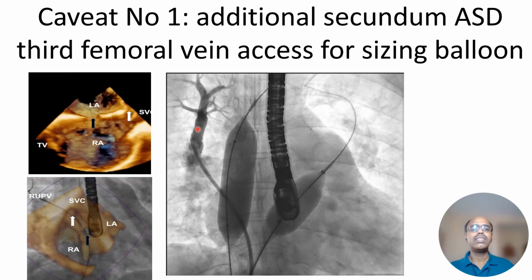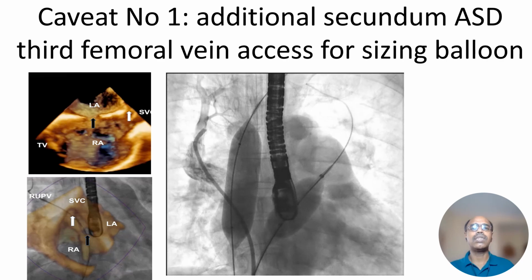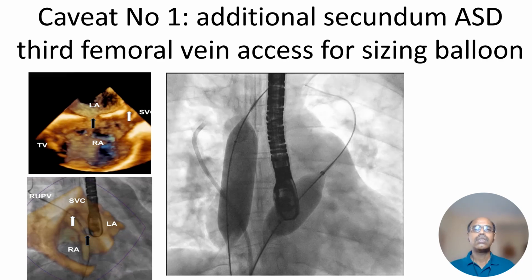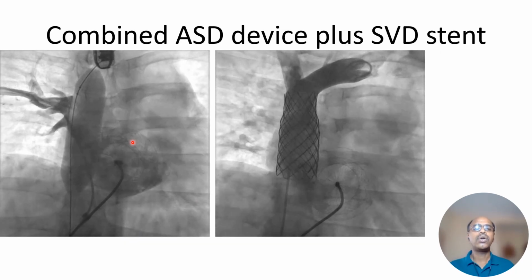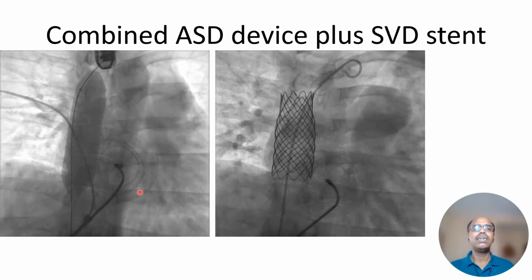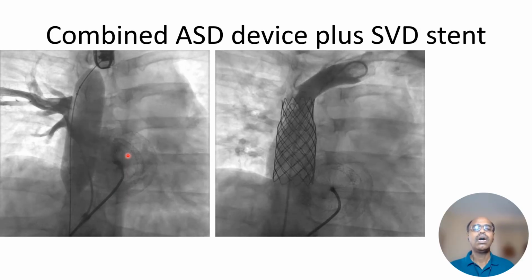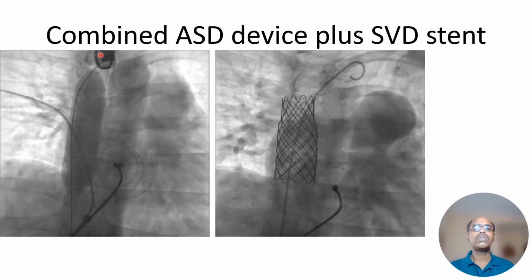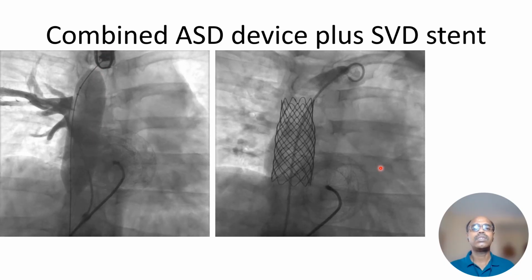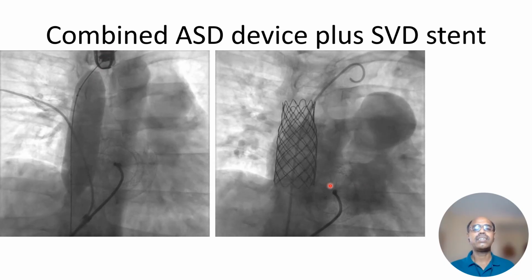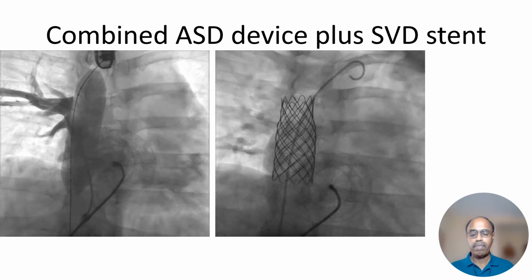And here you are finding that the pulmonary vein is getting routed towards the left atrium. Then you close the secundum ASD with a standard ASD device and close the sinus venosus defect with a long covered stent. So this is an ASD device and a long covered stent.